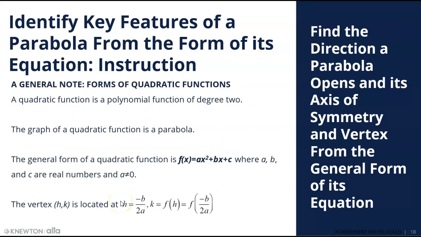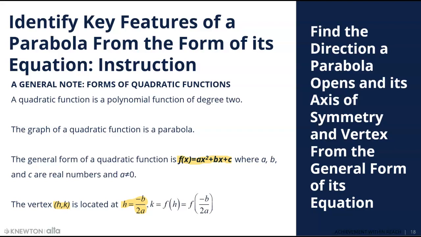So in general, a quadratic function is a polynomial function of degree 2. It is of this form here, f of x equals ax squared plus bx plus c, and its graph is a parabola. Now, the vertex of the parabola, which we will denote as (h, k), can be computed with h equal to -b/2a. This was just our line of symmetry, the axis of symmetry.